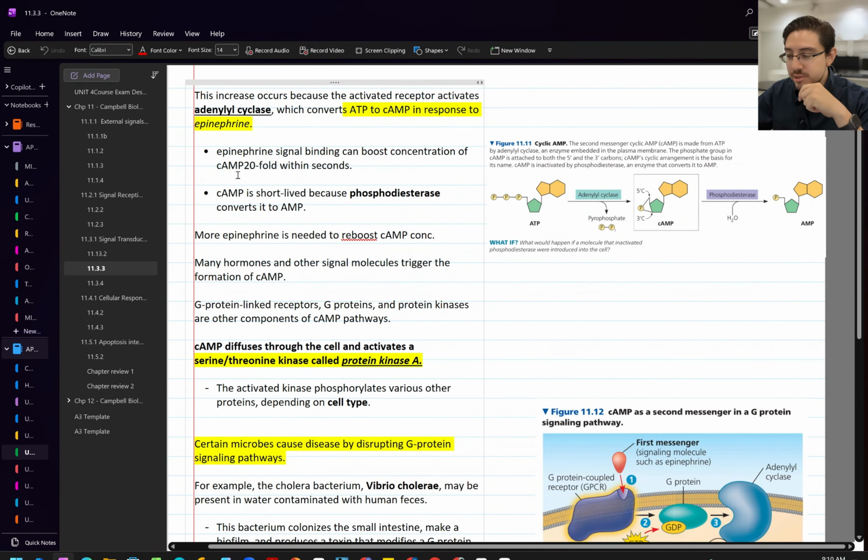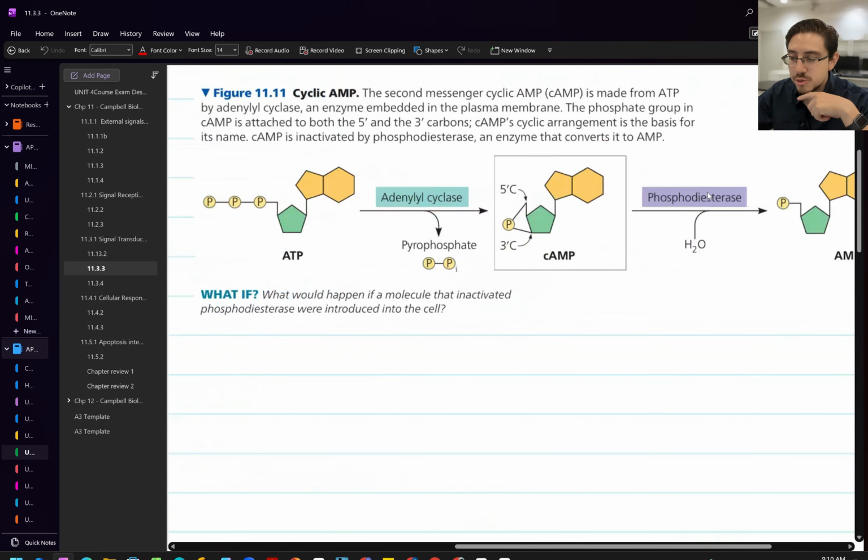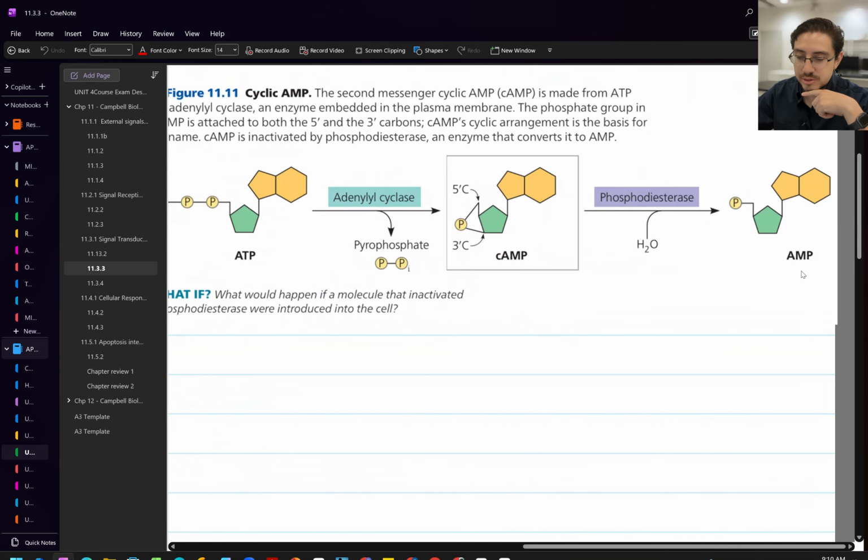After cyclic AMP has done its thing, you have another enzyme called phosphodiesterase that will turn off and break these bonds within cyclic AMP. Let me just zoom in here. Ultimately, it produces adenosine monophosphate, a precursor to ATP. All right, so what is happening?